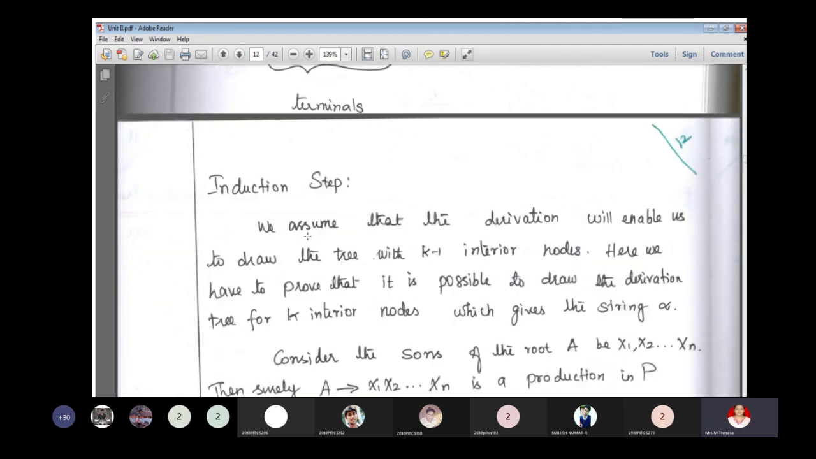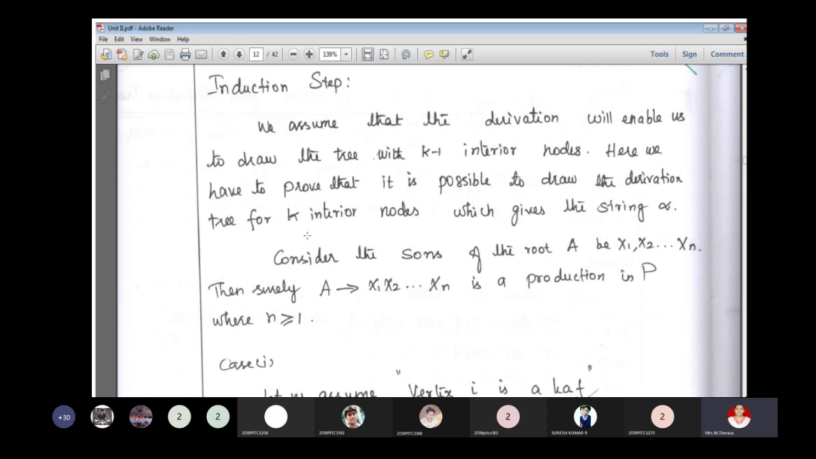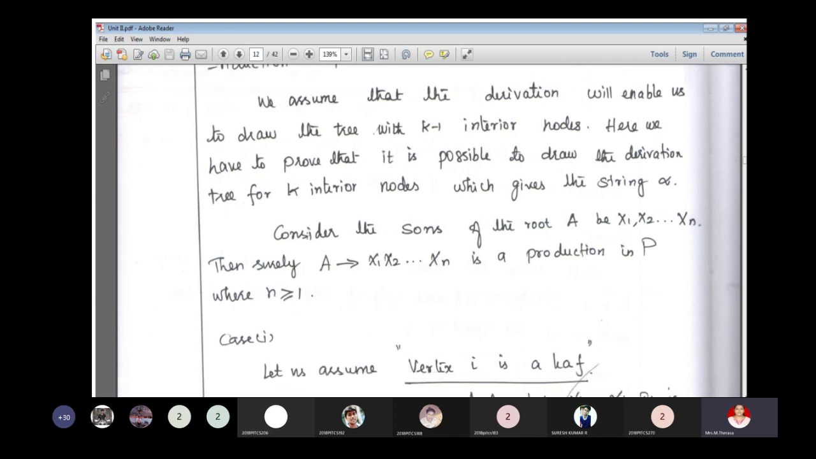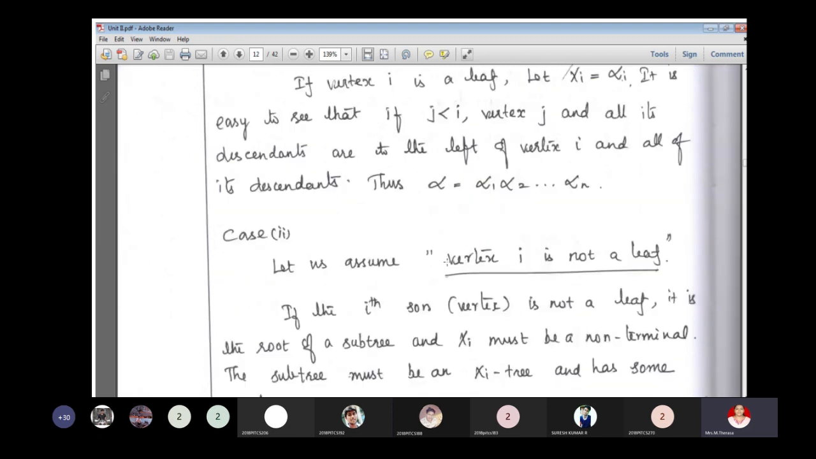Then we are going to the inductive step. We assume that the derivation will enable us to draw a derivation tree with k minus 1 interior nodes. Here we have to prove that it is possible to draw a derivation tree for k interior nodes which gives the string alpha. So consider the children of the root A as x1, x2 and so on, xn. Then surely we have a production rule A tends to x1, x2 and so on, xn, isn't it? So case 1: let us assume vertex i is a leaf. Then what you can do is replace this xi by alpha i straight away.